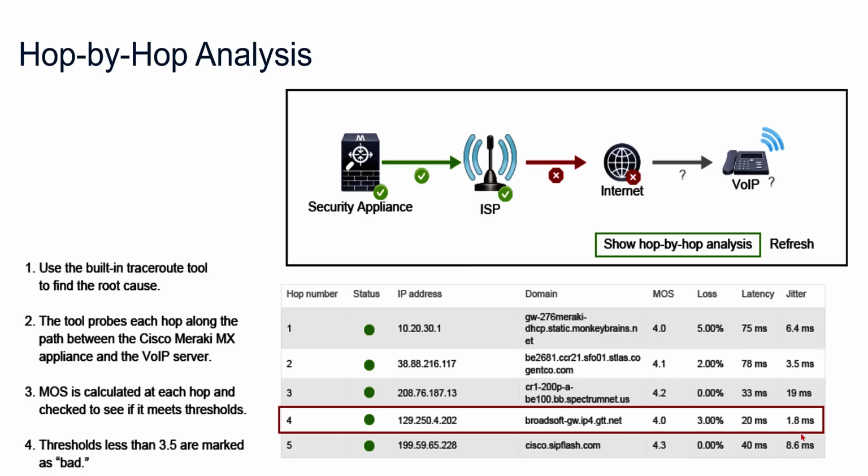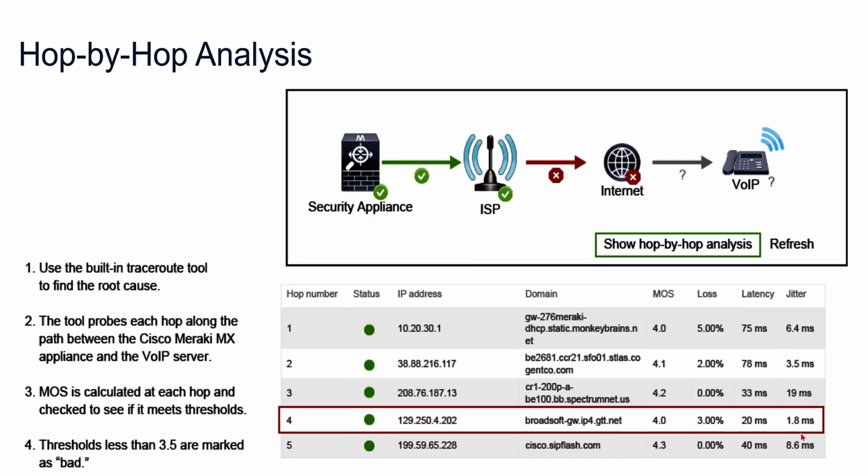So traceroute gets initiated with the built-in traceroute tool that comes from the MX towards the voice over IP endpoint. Each hop is probed, every router along the path responds, and metrics are collected per hop. The MOS value then gets calculated per hop based on latency, jitter, and packet loss, and then all of our thresholds get applied. Anything with a MOS of 3.5 or below is flagged as bad, and that's going to immediately highlight a problem segment.